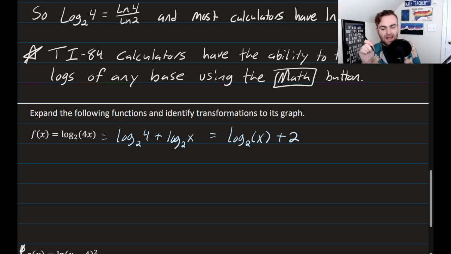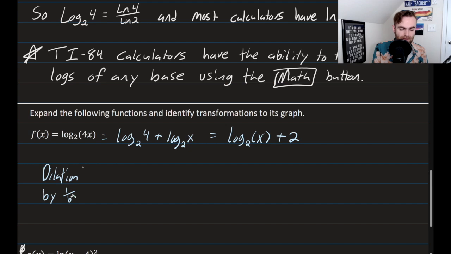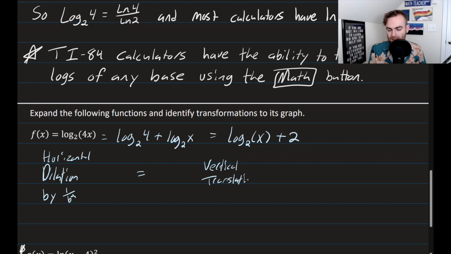So what does this mean? This means that a dilation by a factor of, in this case, it would be b squared, dilation by 1 over b squared. It's a horizontal dilation by b squared is equivalent to a vertical translation of, in this case, 2.